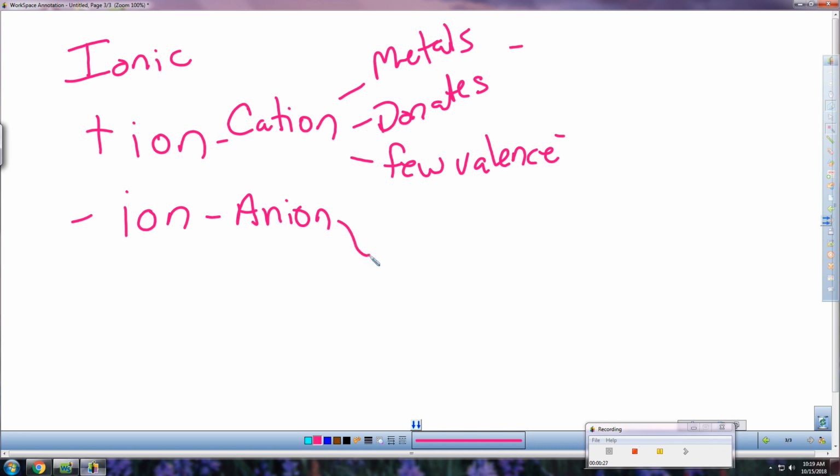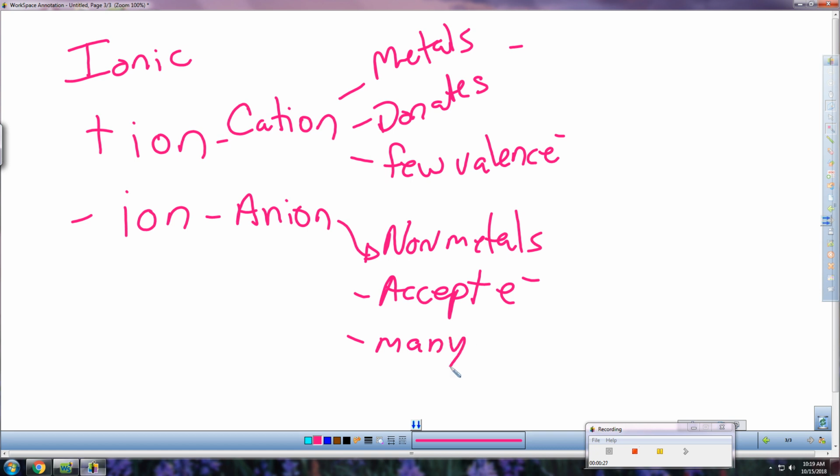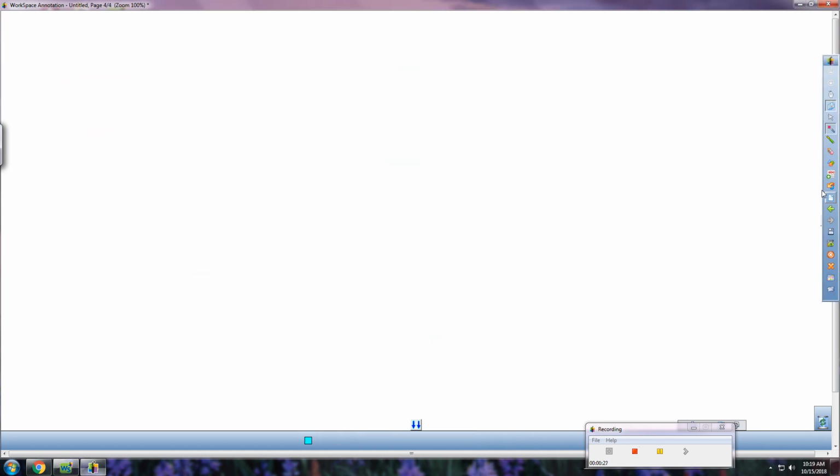The anions are typically our nonmetals. They like to accept the electrons, and they actually have many valence electrons. So by accepting a couple more, they can get to their lovely happy number of 8, which hopefully by now has been drilled into your head enough times. 8 is the magical number when it comes to bonding.